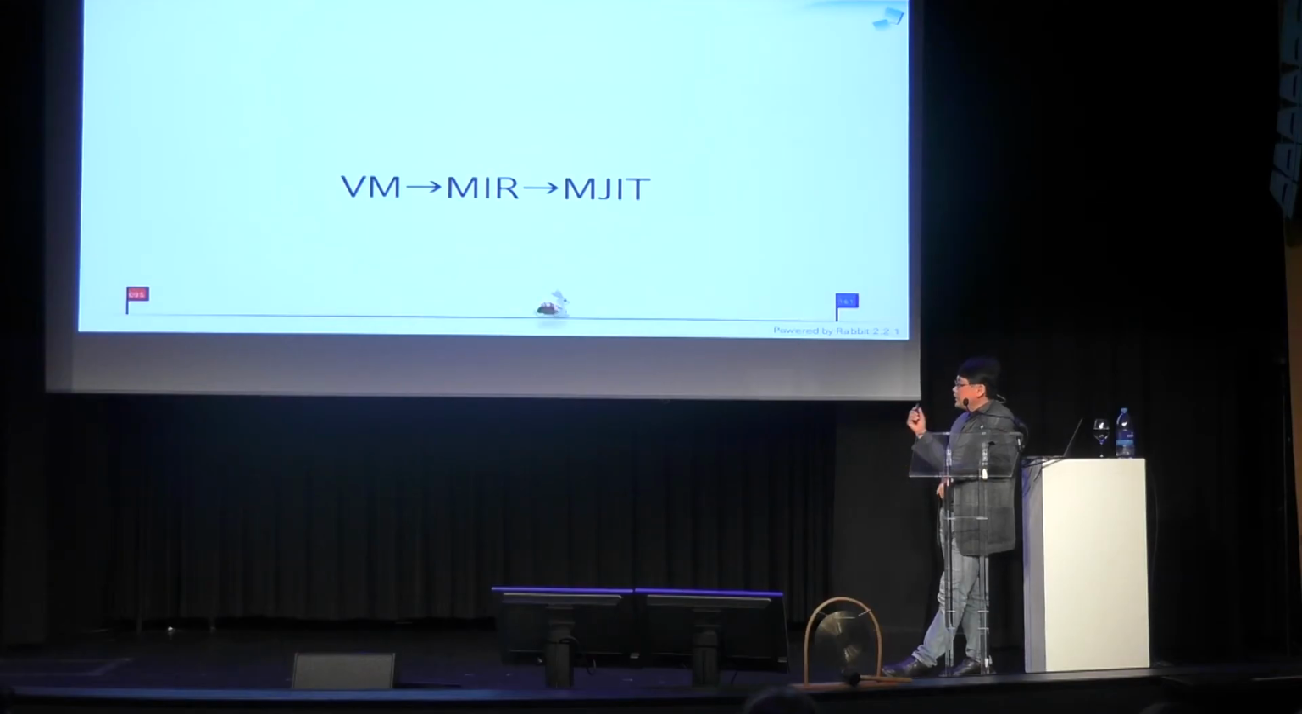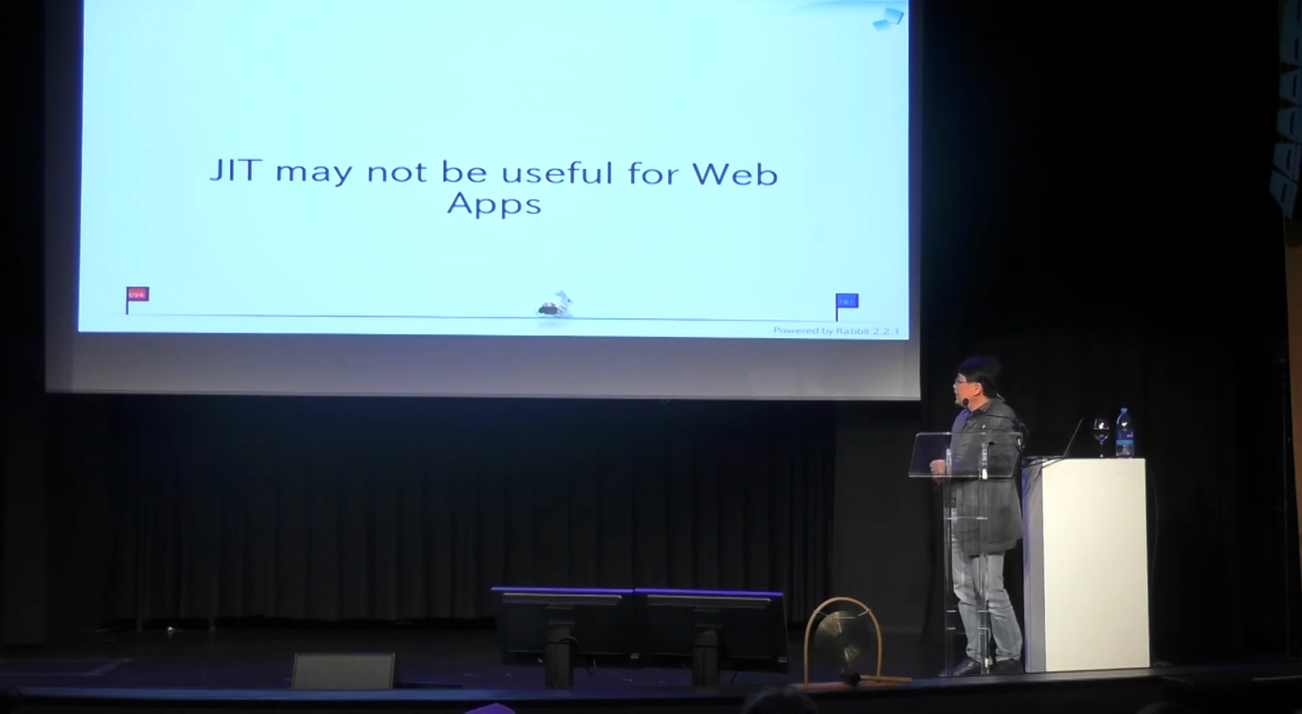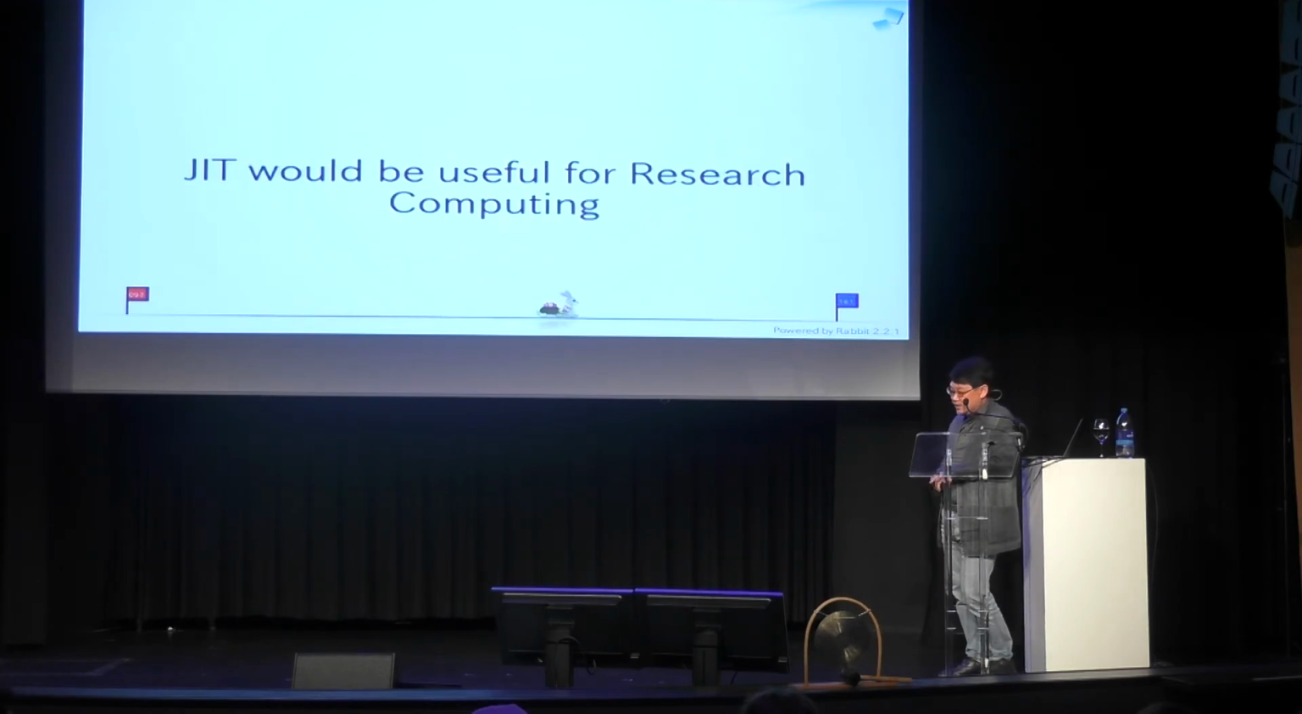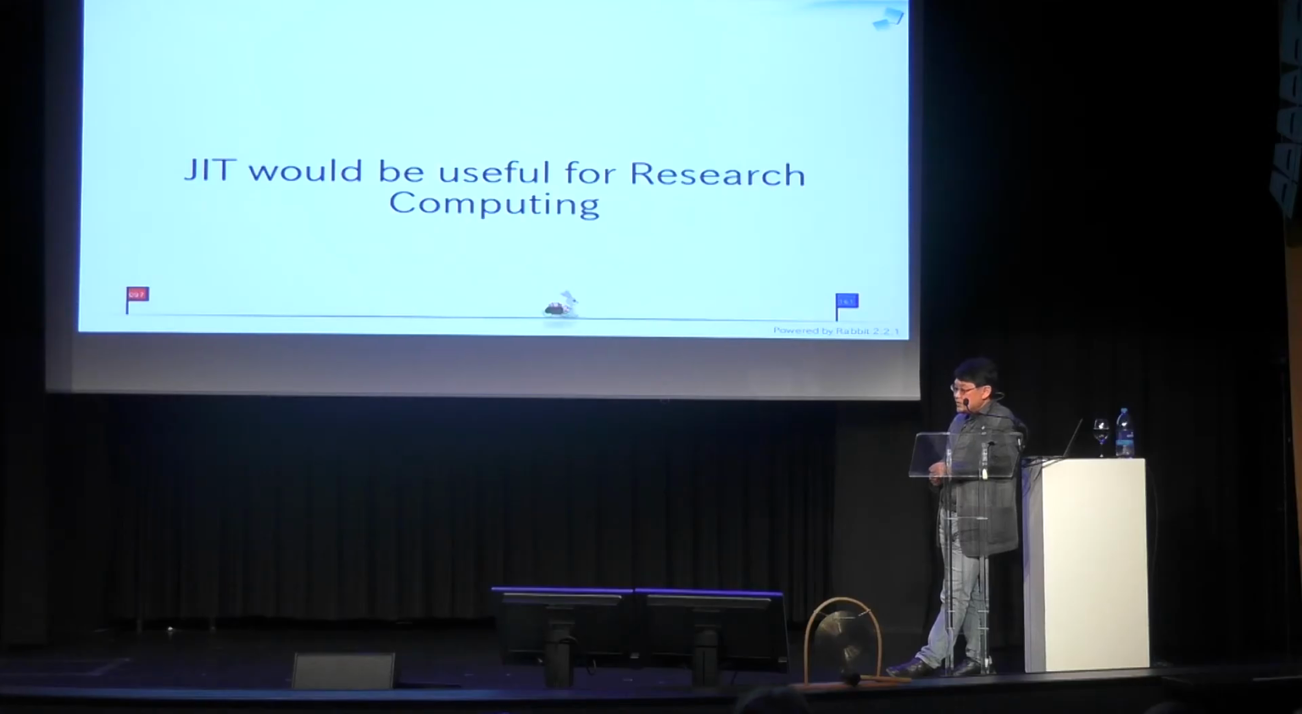Okay, VM, MIR, MJIT. JIT may not be useful for web applications, but Ruby is used in many cases, like batch projects or some kind of entertainment system. So in some cases, JIT works pretty well. Maybe JIT would be useful for research computing, like faster number crunching. In those areas, Python is stronger and Julia is coming. But with the JIT compiler, I hope Ruby will be competitive.